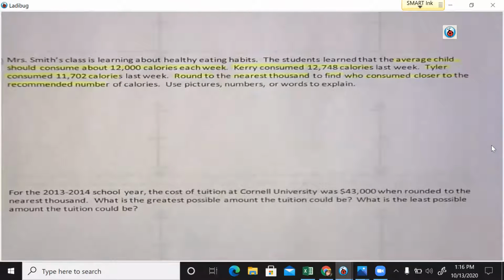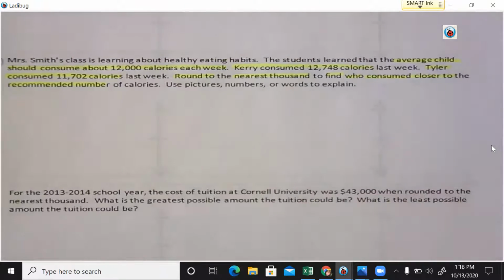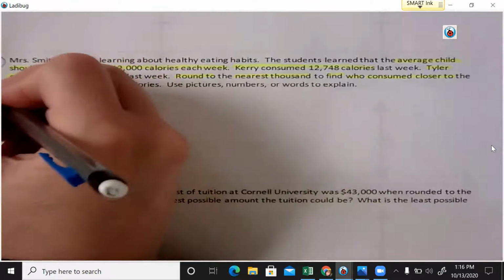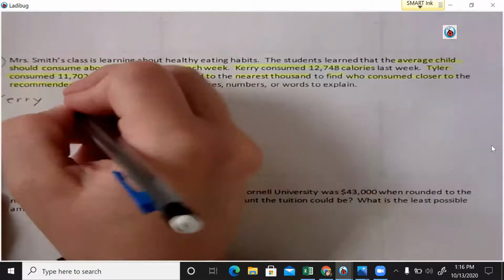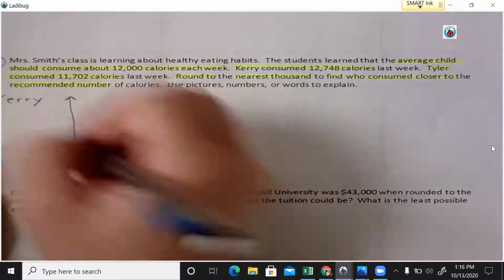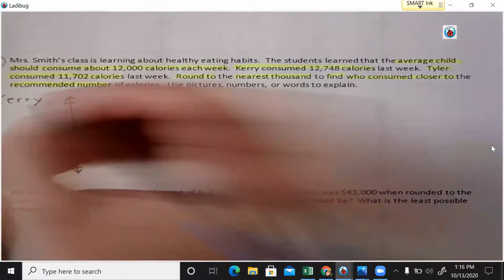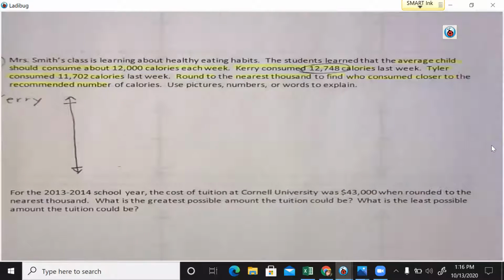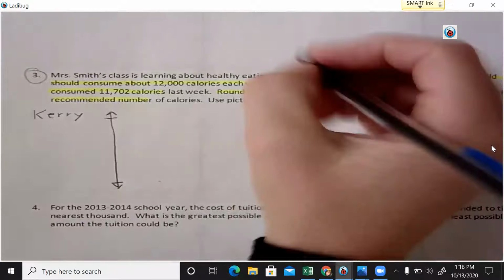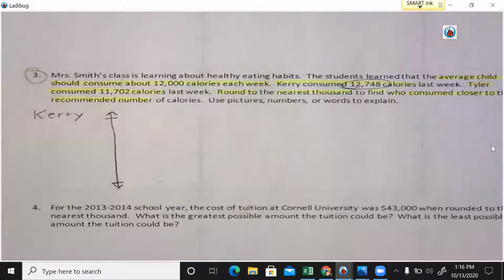So now we need to round both of these students' calories to the nearest 1,000. So let's start with Carrie. So here's going to be our picture. We're going to write Carrie and draw her number line. So Carrie consumed 12,748 calories. Which of those digits is in the thousands place? The 2 is in the thousands place. So you're going to underline that 2.